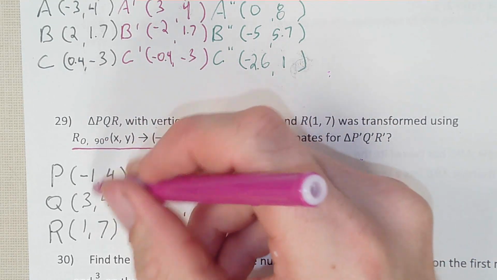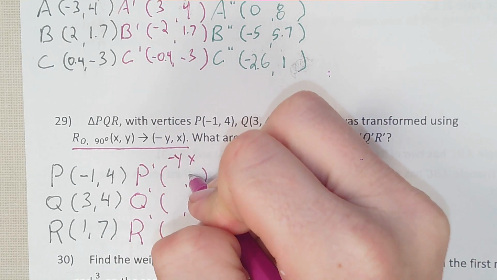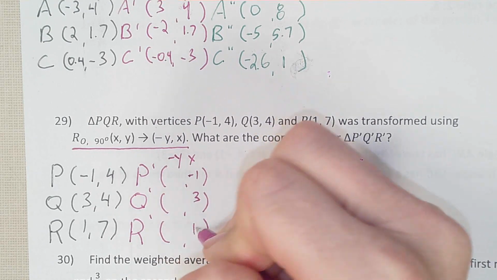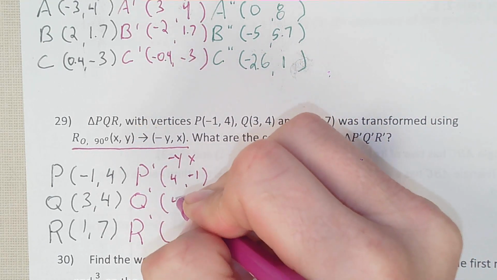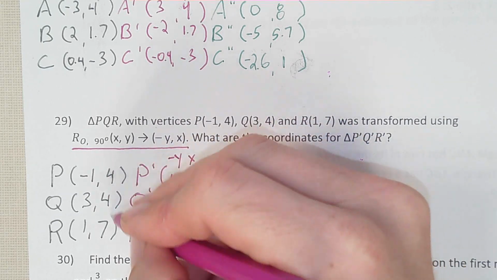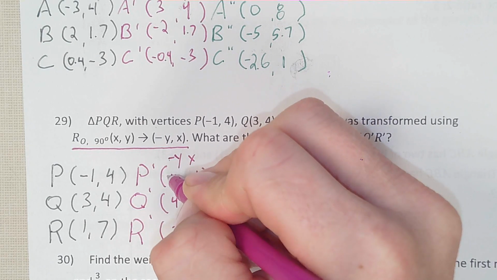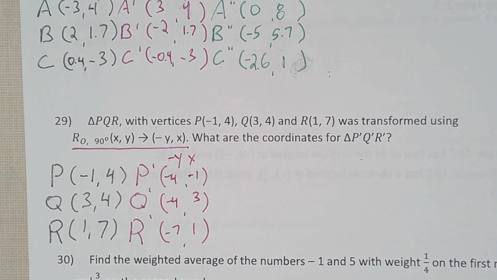So let's take the x's from here and put them in the y column. Okay, so it's going to be negative 1, 3, and 1. Then the y's go in this column. And it's 4, 4, and 7, but they also change from positive to negative. So these are going to be negative, negative, and negative. Okay, that's how that one was worked.